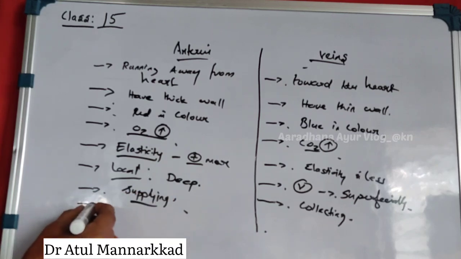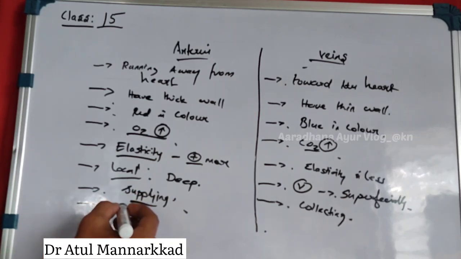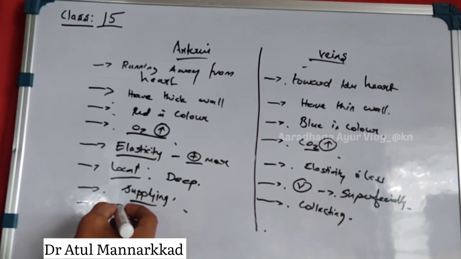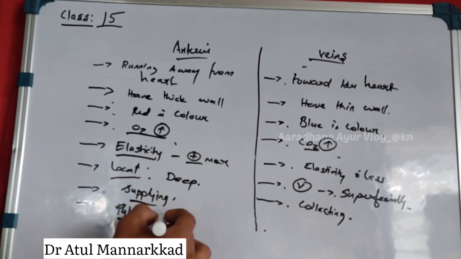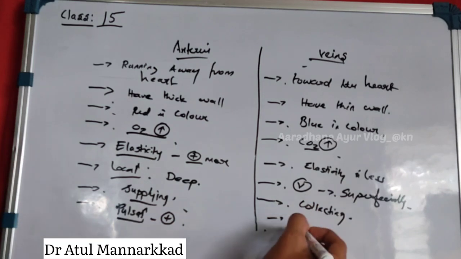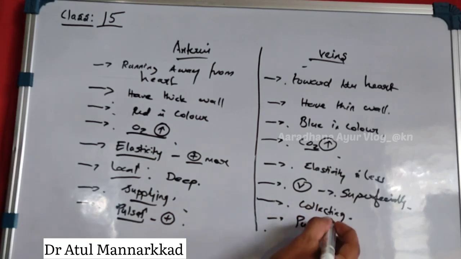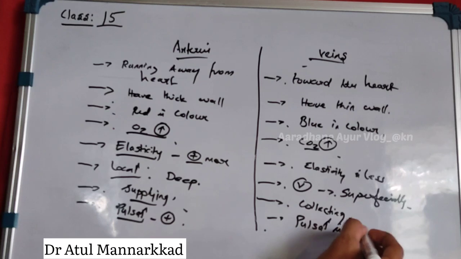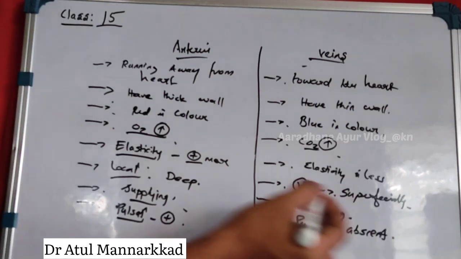When we see for the pulsation, as you know, when we check for the pulse, we see it in the radial artery, the radial pulse. So pulsation is present when we check the artery. Pulsation is present here. The pulsation is absent, no pulsation you may see, so pulsation is absent in the veins.